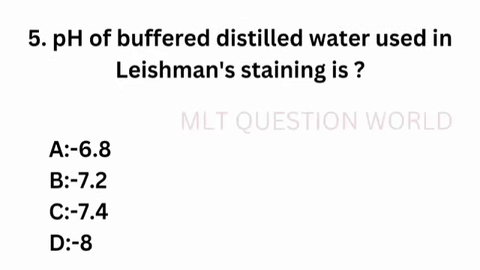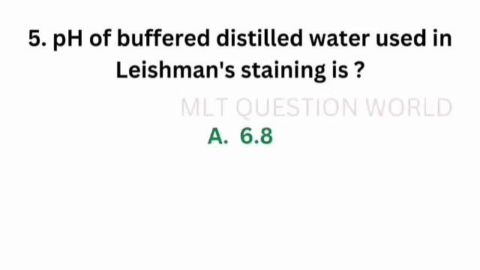Question number 5. pH of buffered distilled water used in Leishman staining is option A 6.8, option B 7.2, option C 7.4, option D 8. The correct answer is option A 6.8. pH of buffered distilled water used in Leishman staining is 6.8.